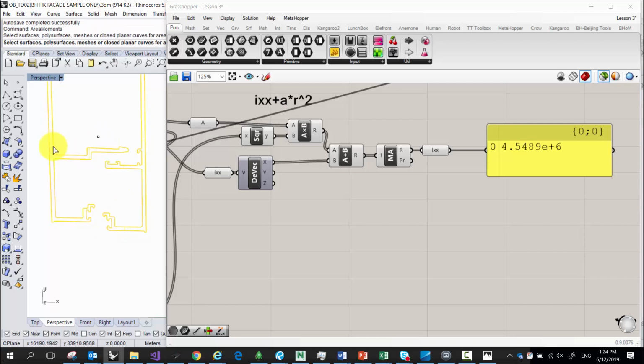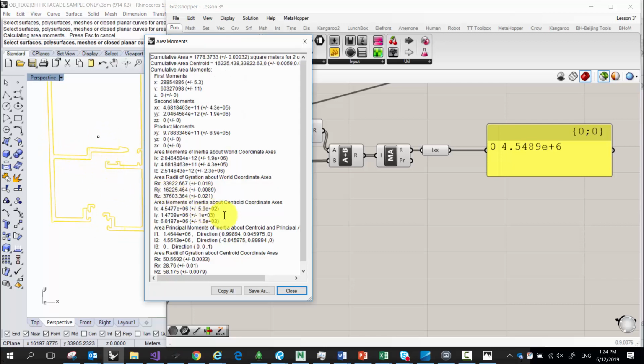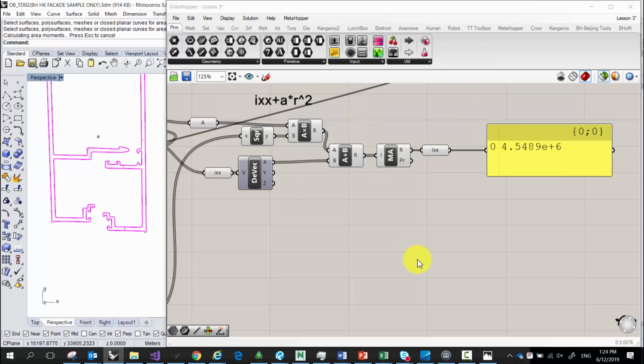Now if I do it again, and we look, 4.5477, 4.5489. So now, even though we know that our way of finding the centroid is a bit ghetto, for us, this is well within the tolerances of engineering calculations. You're only off by a little bit. Why does it have some tolerance? Why does it have some difference?